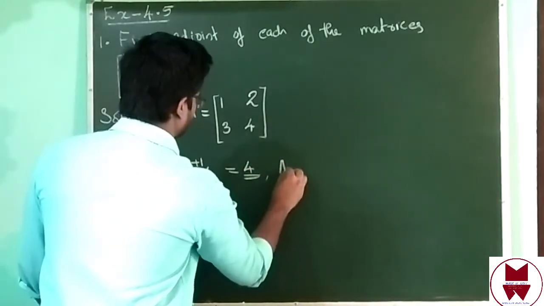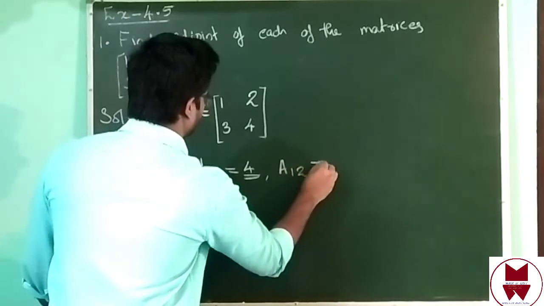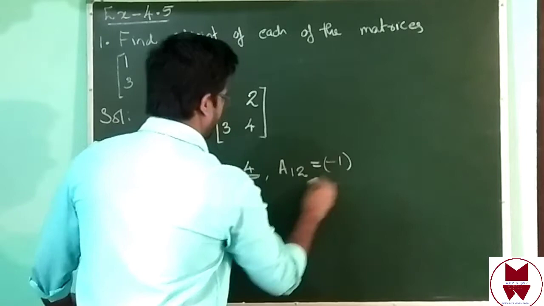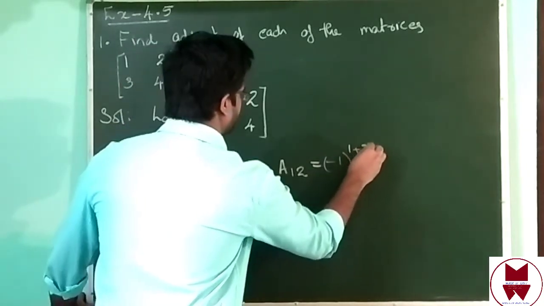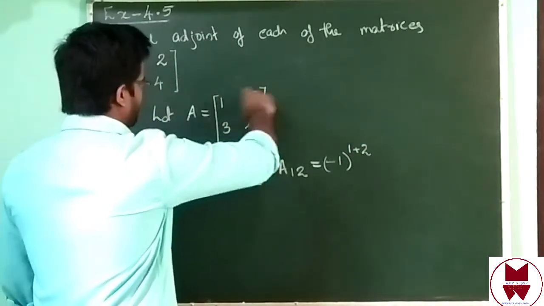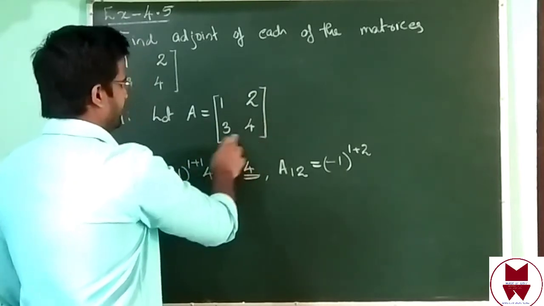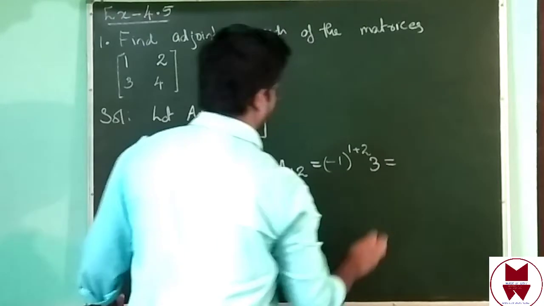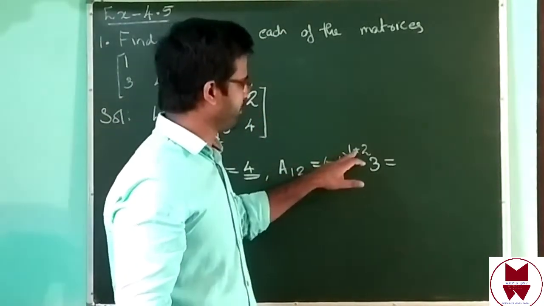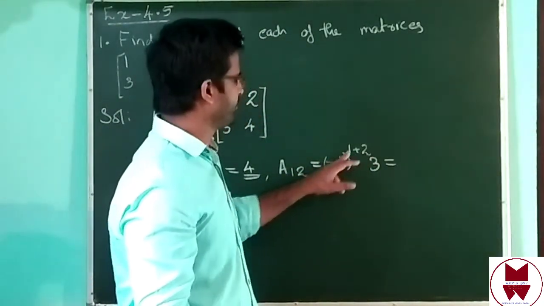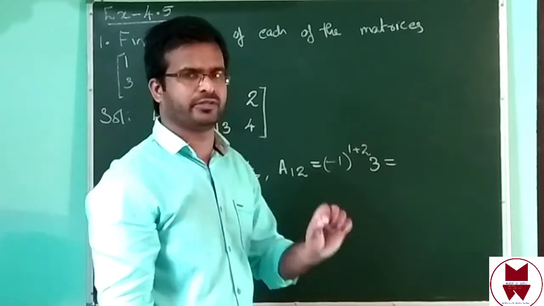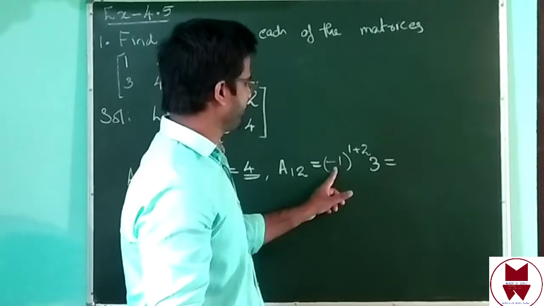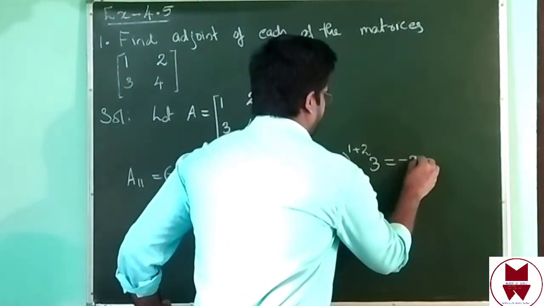Next, A12. A12, minus 1 all raised to 1 plus 2. Then delete the first row and second column. Then what is remaining? 3, isn't it? Equal to minus 1 all cubed, since 1 plus 2 is 3. Minus 1 all cubed: minus 1 into minus 1 into minus 1 will be minus 1, isn't it? Then minus 1 into 3 we will get minus 3.